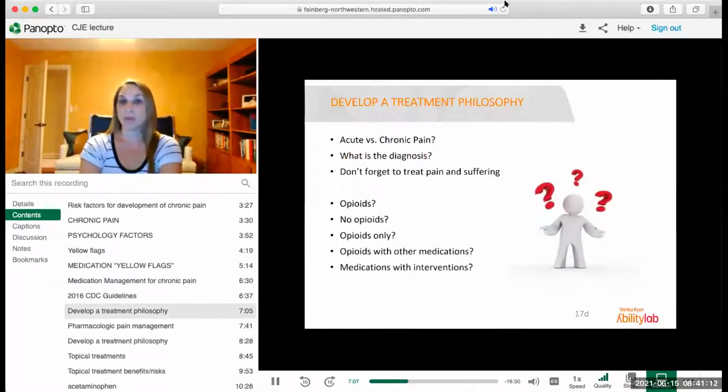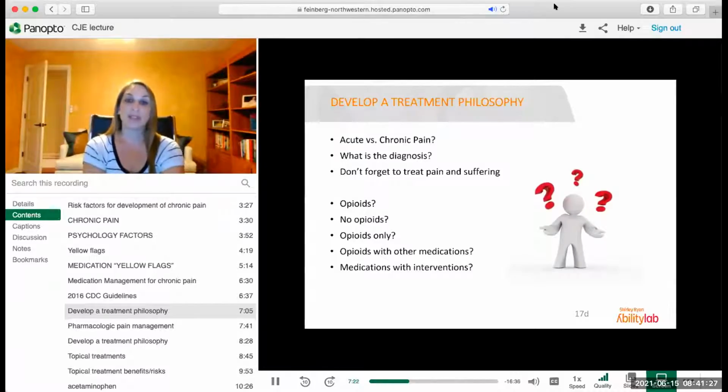As well as opiates. But first, before you're picking any medicine, you really want to think about what is your treatment philosophy? Are you treating acute or chronic pain? What's the patient's diagnosis? Do they have nerve pain? Do they have muscular pain? Do they have bony pain? What kind of pain are we treating?